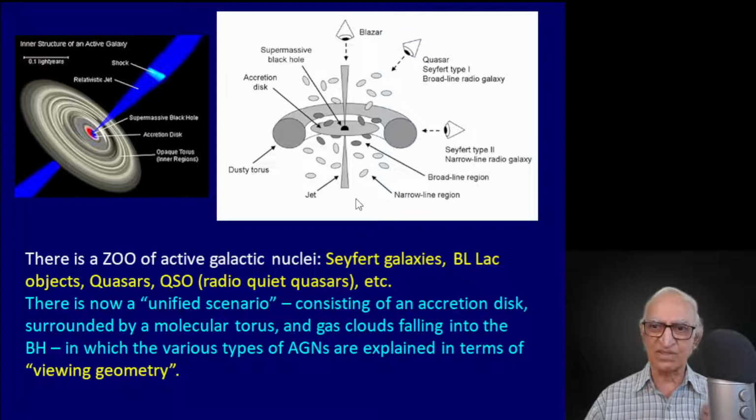And so this unified picture, consisting of an accretion disk surrounded by molecular torus and gas clouds falling into the black hole, explains rather successfully various types of AGNs, active galactic nuclei. So different manifestations are due to different viewing geometry.